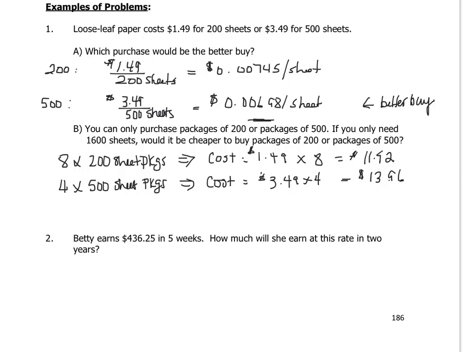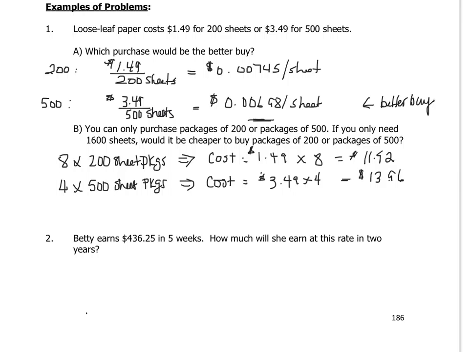So if you're only buying packages of 200 or packages of 500, then obviously the cheaper one would be to go with the packages of 200. You wouldn't have any extra though, and it'd be $11.92. Now, if you can only buy them in packages of 200 or packages of 500, could you also buy a combination of those?